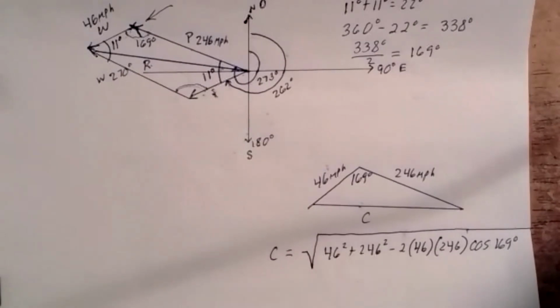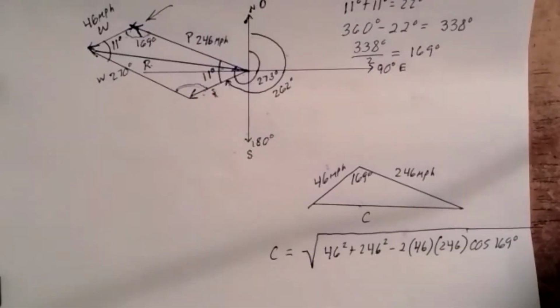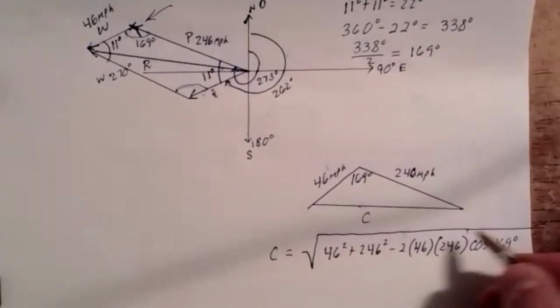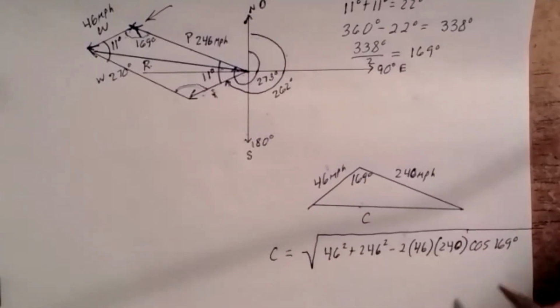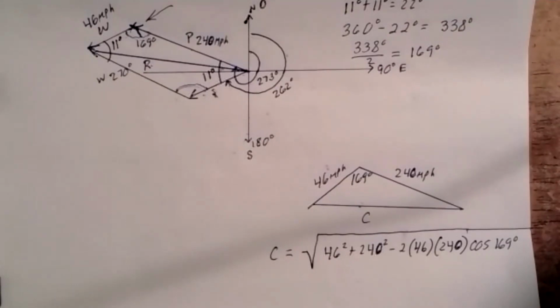The law of cosines will give you the true ground speed of the airplane. The speed of the airplane was 240 miles per hour, so this will be 240. All right, get on your calculator and see if we can dial this up here. Quickly. 46 squared plus 240 squared minus 2 times 46 times 240 times the cosine of 169 degrees.